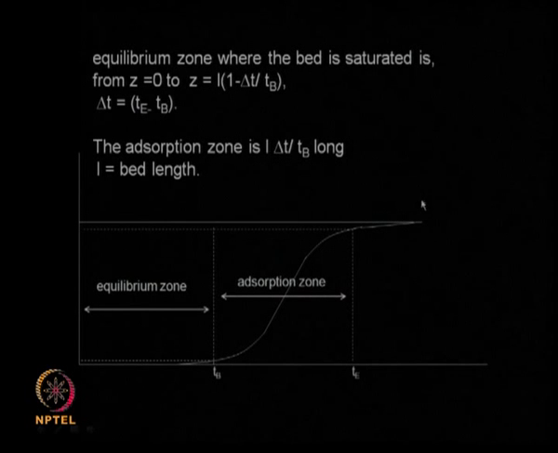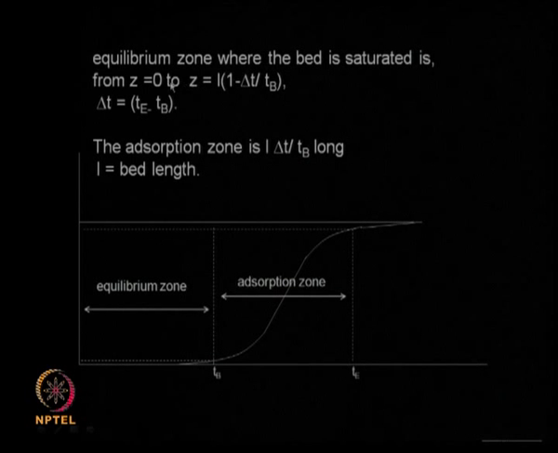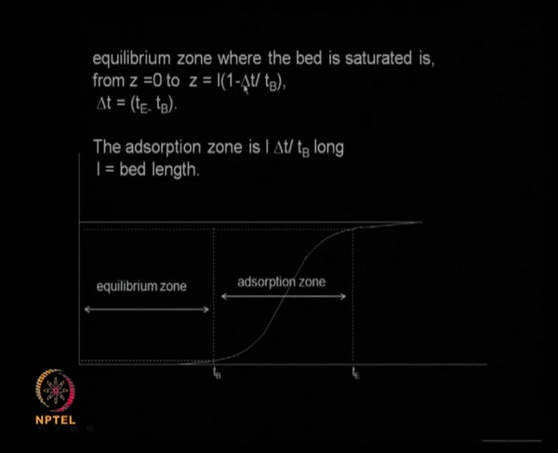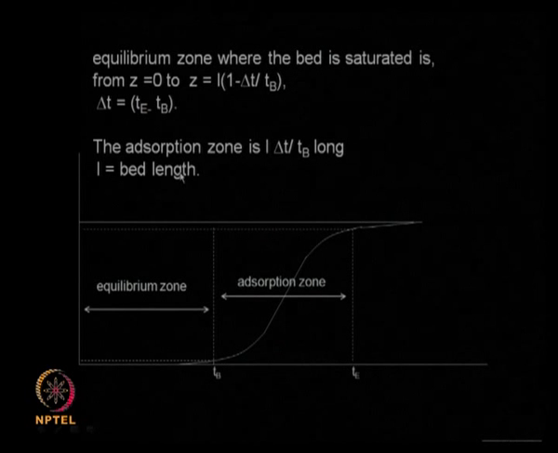So if you look at this breakthrough, it is happening at a certain time, you start seeing some concentration of the fluid in the exit stream. This is called the equilibrium zone, and this is called the adsorption zone. Mainly from z equal to 0 going right up to z equal to L into 1 minus delta T by TB is your equilibrium zone, and the adsorption zone is given by L into delta T by TB, where L is your bed length. So these two zones are given by these two relationships.